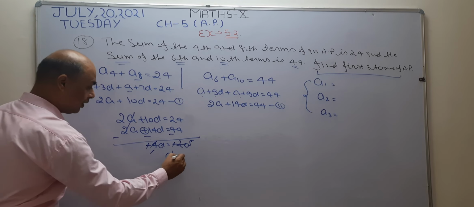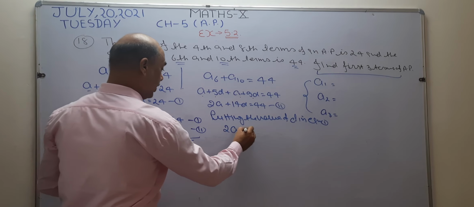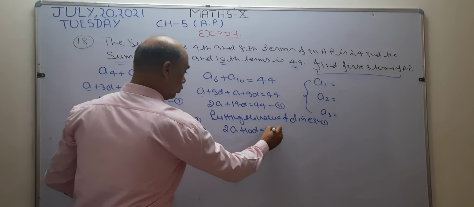We have to substitute the value of D in equation number 1. This is your first equation, this is your second equation. Now, putting the value of D in equation number 1. Equation number 1 is 2A plus 10D equal to 24.